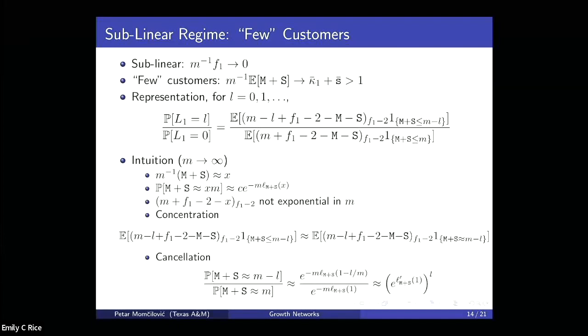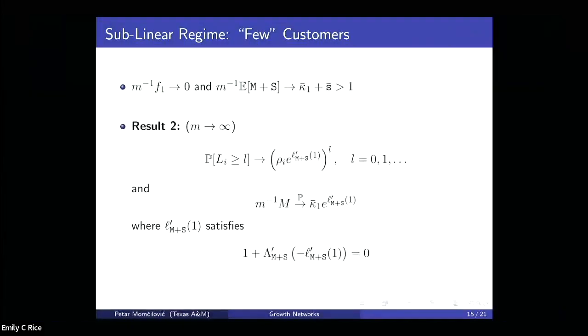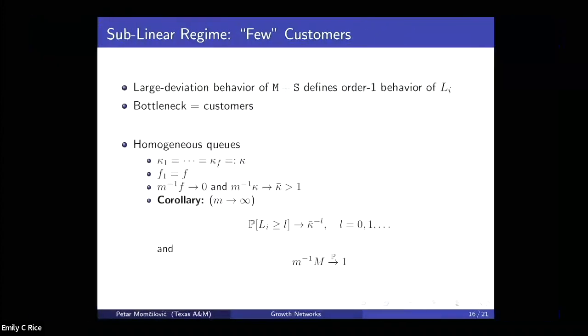So the second result says, if I have a sublinear number of potential bottlenecks and I have a few customers, then the queue lengths are also geometric, but now the parameter is this exponent here, which again depends on the rate function of m plus s. And again, this can be solved numerically to find the number. It's not a problem.